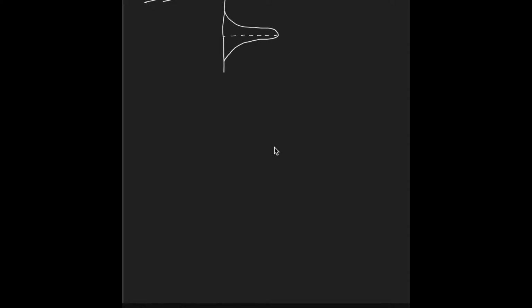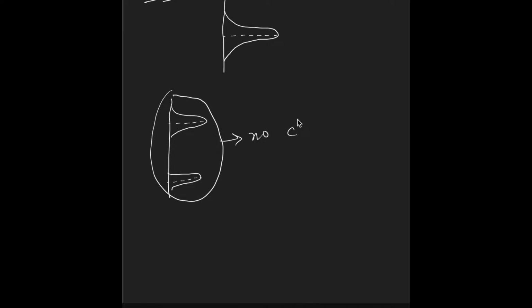But what is observed? Ag atoms experimentally split into two different beams. Rather than forming a single beam, they split into two separate beams. Now, this phenomenon has no classical explanation. And this phenomenon is actually called space quantization.